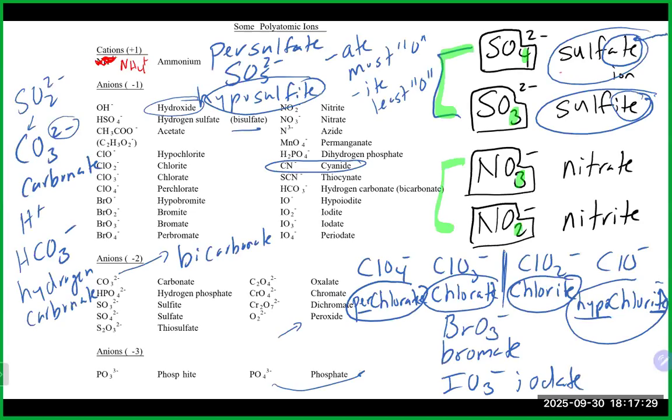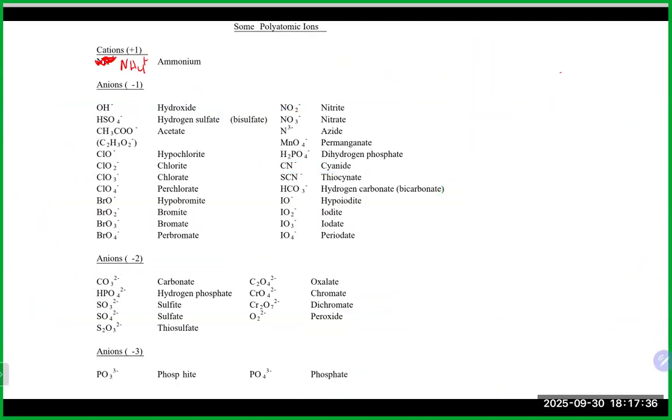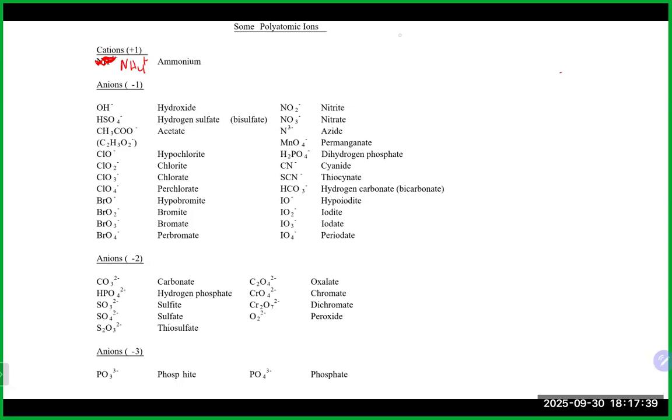So why don't we try some? Let's get rid of this, so we'll have the chart up here. All right. So let's do, what are the names of the following? Let's go with Ca(OH)2. Let's go with Sn(ClO3)4.